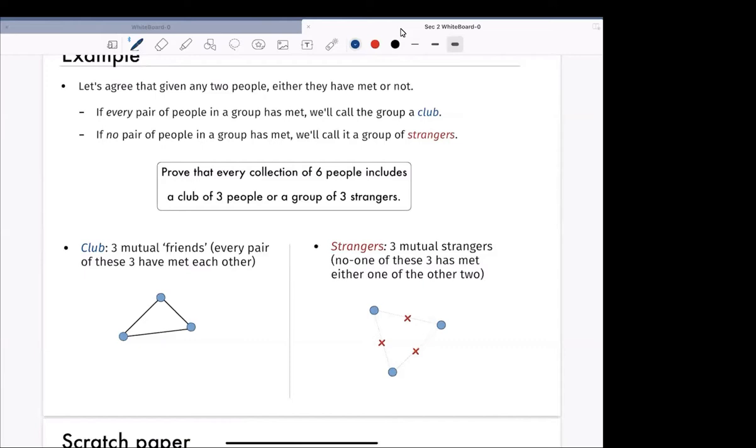Okay, so 2 people have met, they're friends. People who have never seen each other, don't know about each other's existence, they are strangers. So let's agree that any 2 persons that you can pick in the entire world, they have either met or have not met.